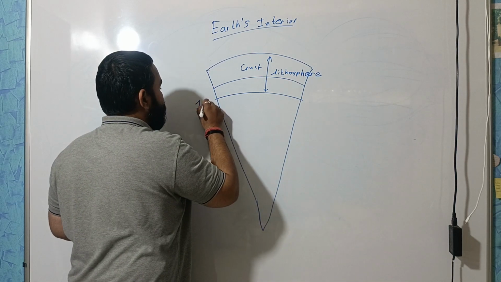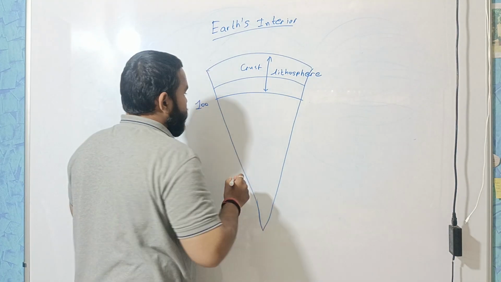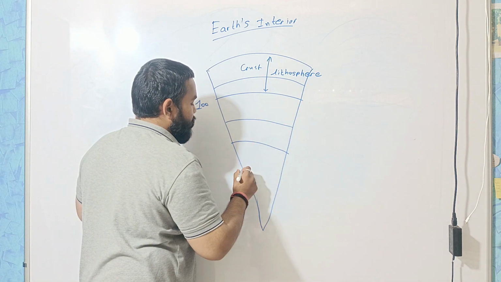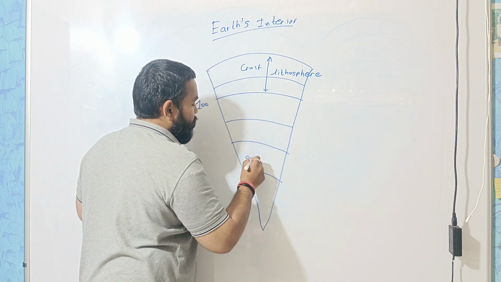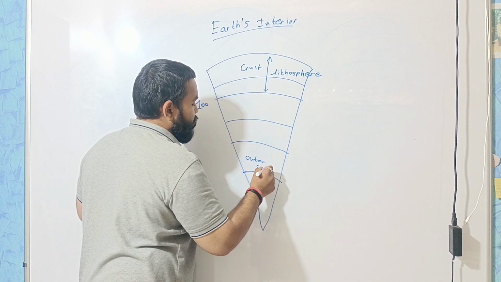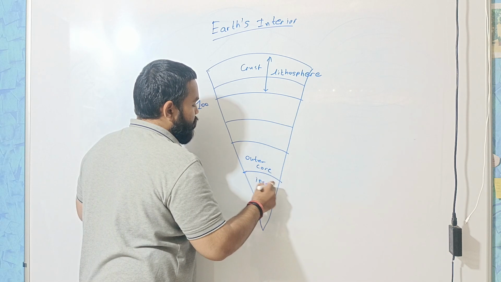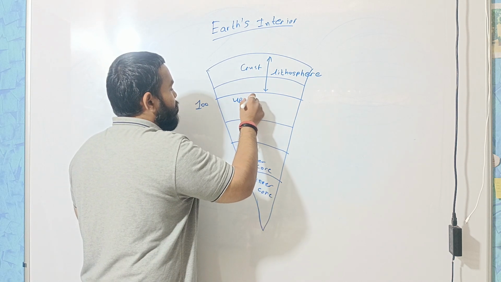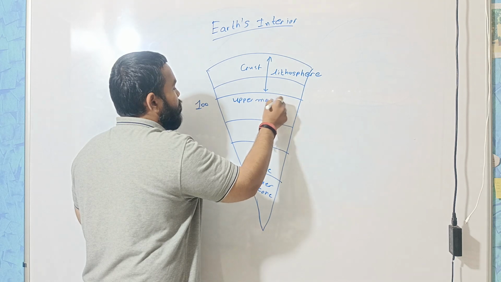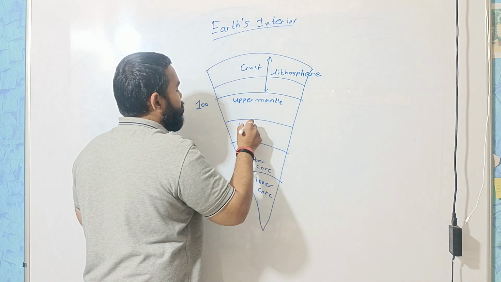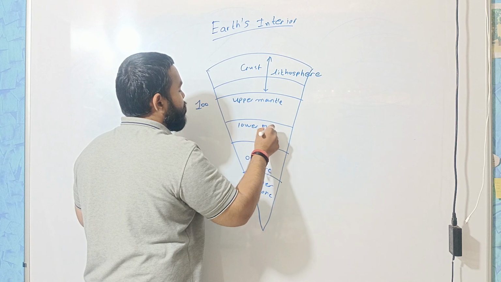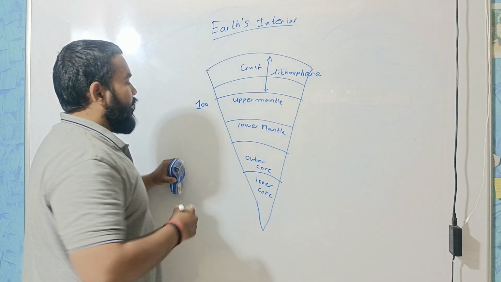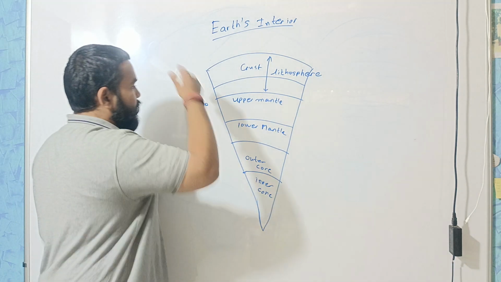Lithosphere is about 100 kilometers. Then there is a mantle, upper mantle, lower mantle, outer core, inner core. This is upper mantle. This is lower mantle, and they have their overall ranges.